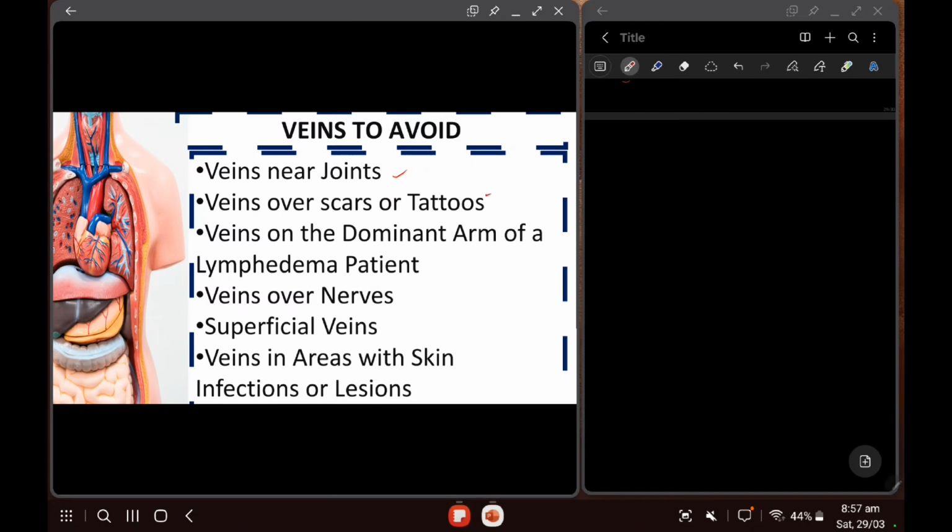And we have na iwasan pag may veins over the scar or tattoos, kasi pag may scar or tattoos po, it can alter yung texture. So, mahirap ma-visualize yung skin kung tama bang vein yung tinututukan kasi may tattoo siya or baka may scar siya. It makes it challenging to locate or puncture the vein accurately.